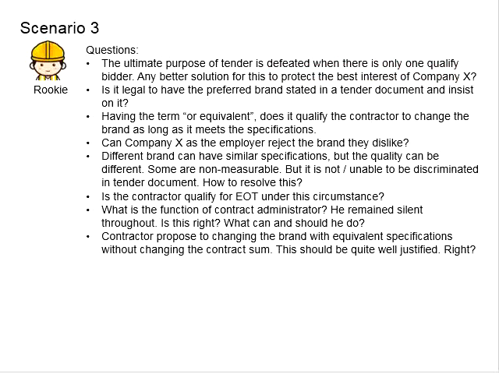of Company X? Next, is it legal to have the preferred brand stated in the tender document and insist on this? That means, does Company X do anything wrong if it clearly stated the preferred brand, which it later insists on? And what is the meaning of "or equivalent"? As in the specifications, there appears a term, "the preferred brand or equivalent." Now, what does this equivalent mean? Equivalent in terms of the specifications, or equivalent in terms of the reputation of that particular brand in the market?